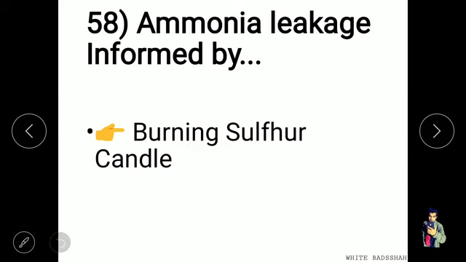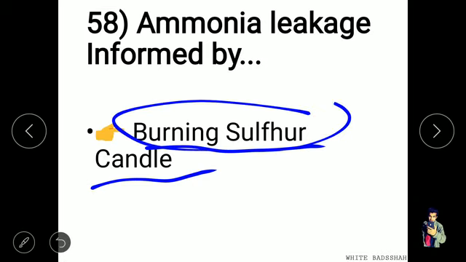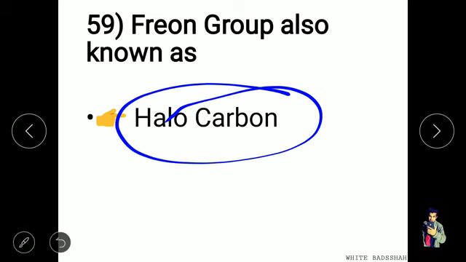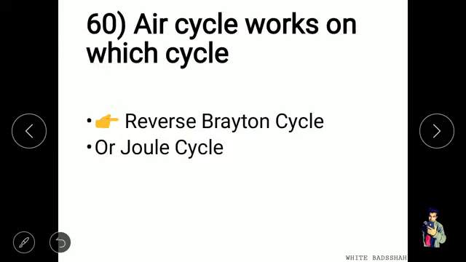Ammonia leakage informed by a burning sulfur candle. How can we imagine or calculate if ammonia has leaked? A burning sulfur candle can help us find out if there is any kind of ammonia leakage. Now, the Freon group is also known as halocarbon.